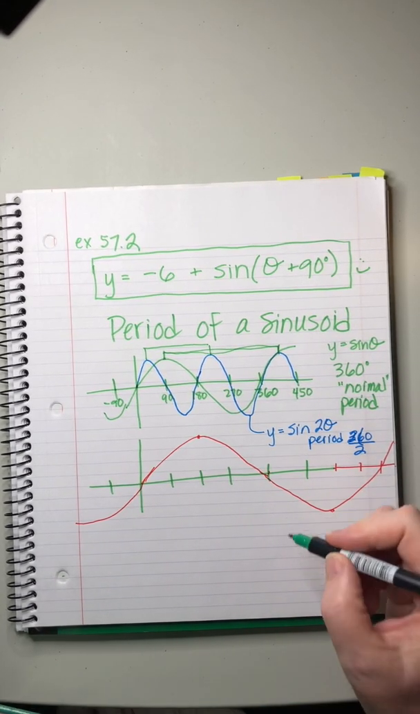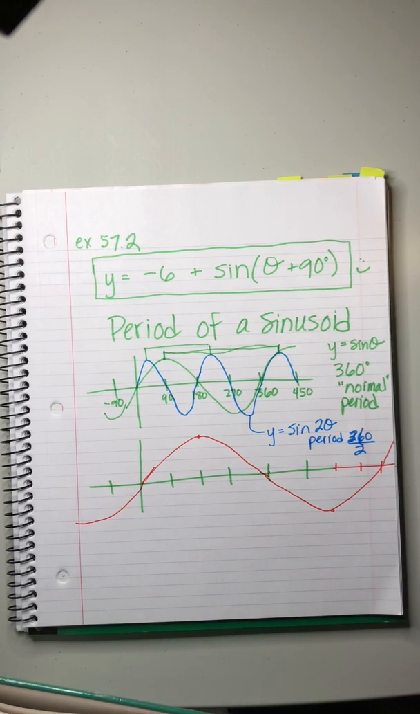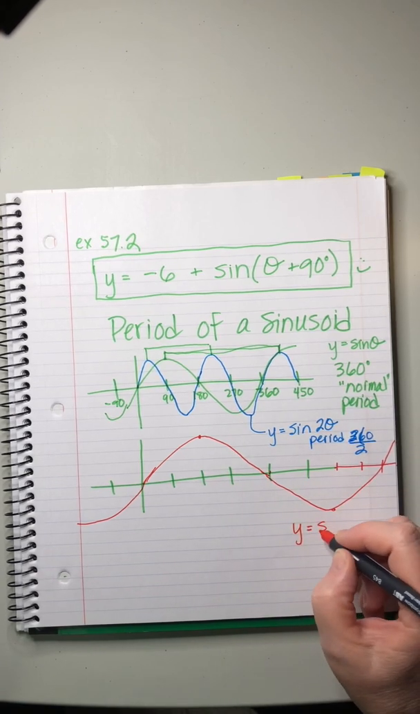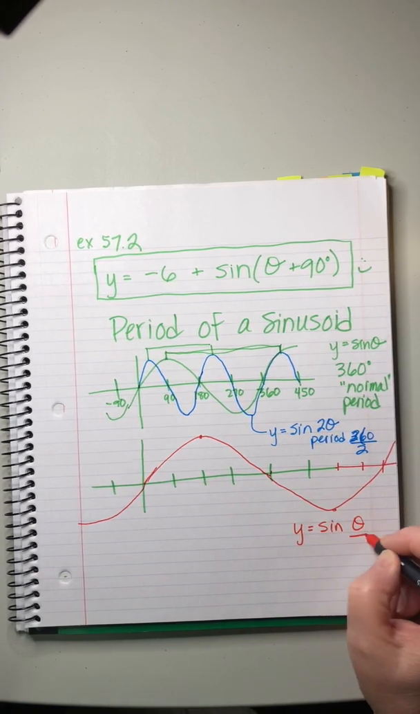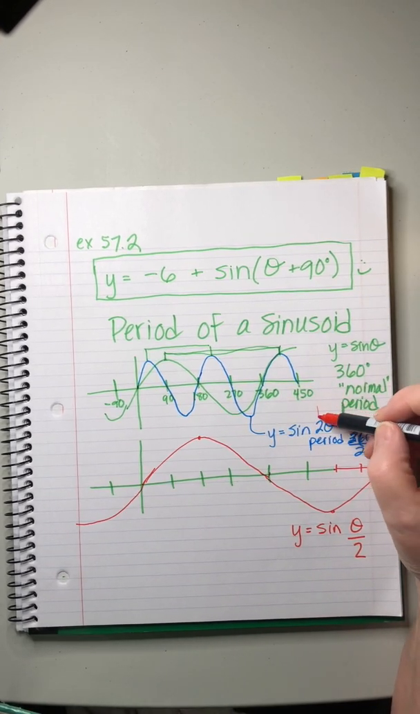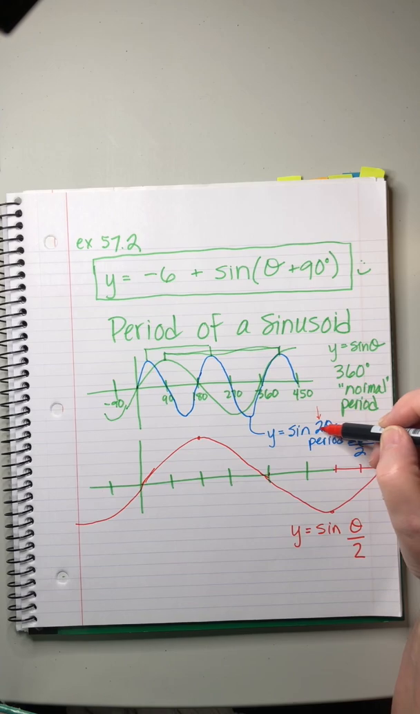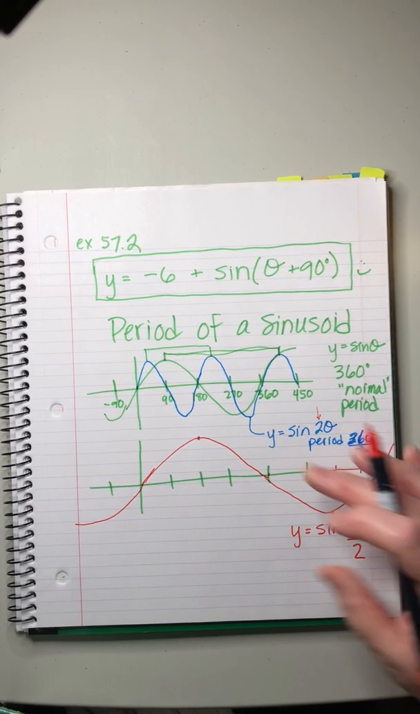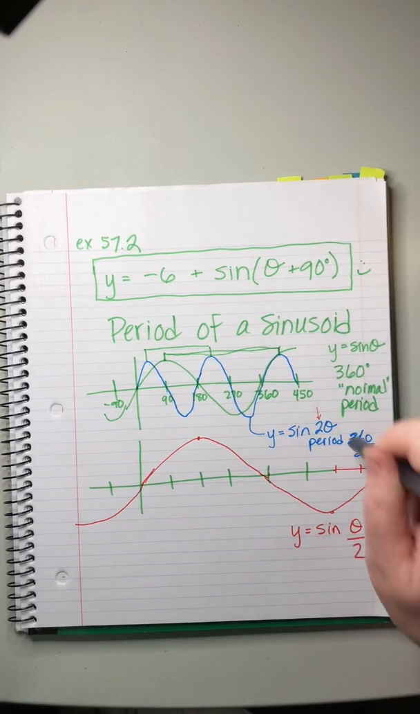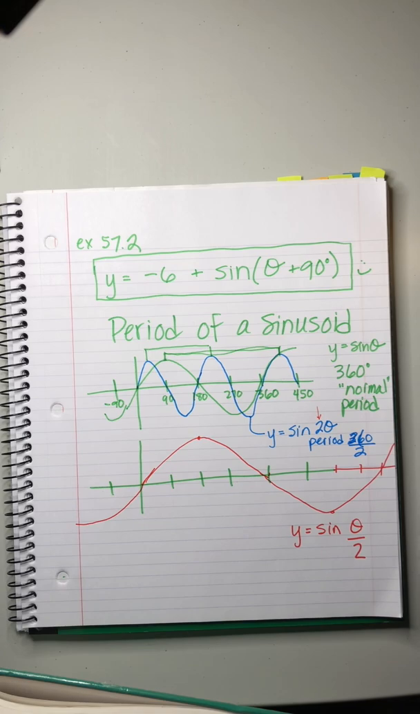And then this one, we would write this as y equals the sine of theta over 2, okay? So a coefficient greater than 1 means the curves are tighter. If the coefficient is a fraction, it means the curves are looser, okay? And we're gonna get into how exactly you calculate those in just a minute.